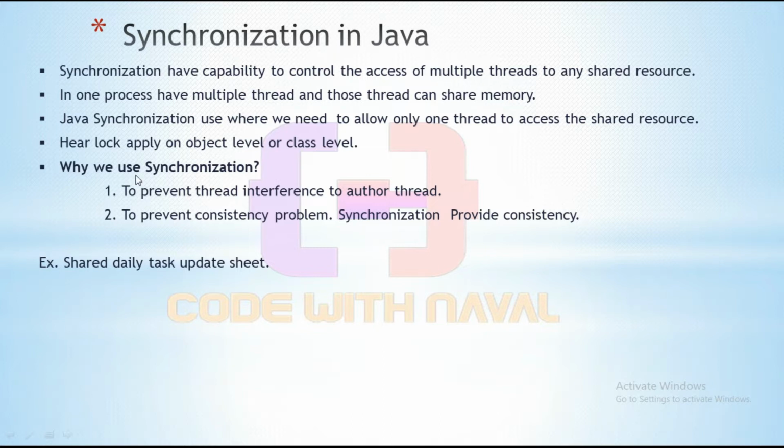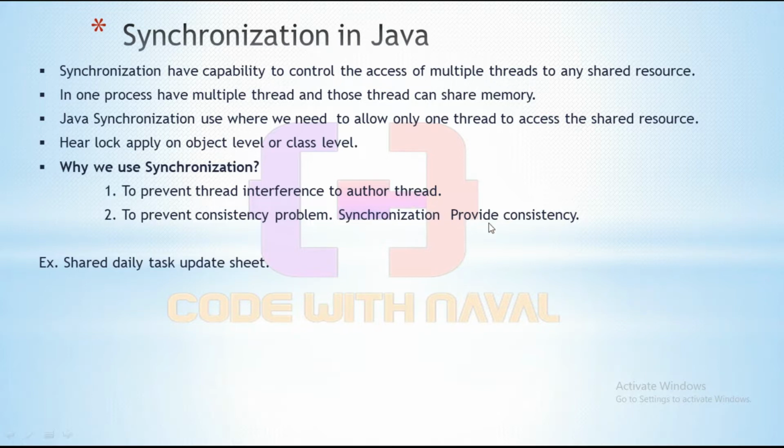Okay, why do we use synchronization? To prevent one thread from interfering with another. Consider one thread executing and doing its task, but another thread interferes, gets access and does its work. That means interference happens without synchronization, but synchronization prevents that interference and executes threads one by one to prevent a consistency problem.